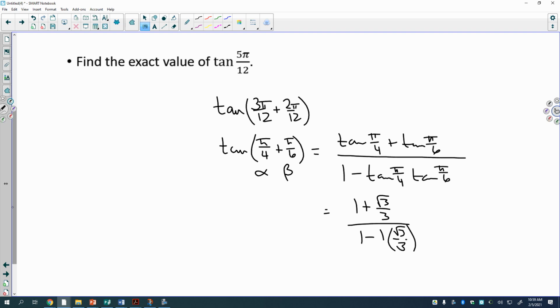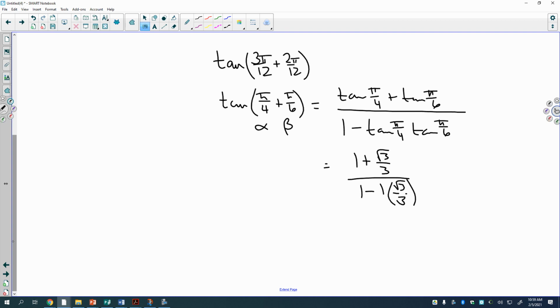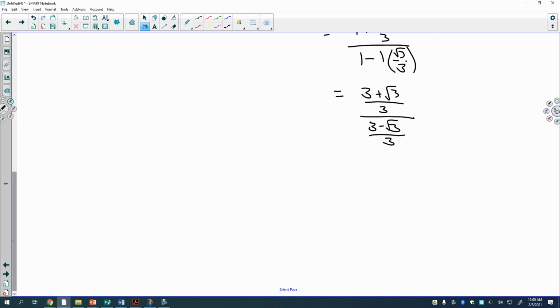And start to simplify. Don't forget your fraction rules. I got common denominators. I'll multiply by the reciprocal, just like this. So that's gone. And I end up with 3 plus root 3 over 3 minus root 3. You can leave it like this. I don't need you to rationalize. If you want to rationalize and get the square root out of the denominator, feel free, but you don't have to.